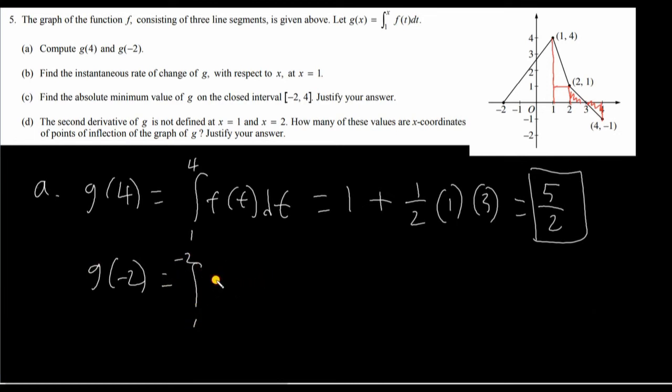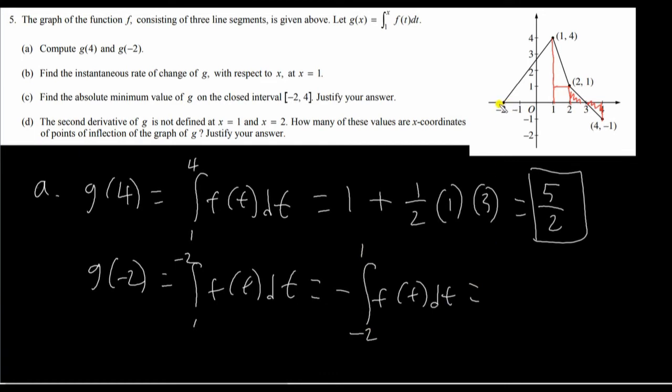Okay, and then we also need to compute g of negative 2, which is the integral from 1 to negative 2 of f of t dt. And this is kind of weird how the top number is less than the bottom number, and the way we fix that is we just put a negative sign in the front and then switch the bounds. So now we'll be going from negative 2 to 1 of f of t dt. Right, we switch the bounds and put a negative sign.